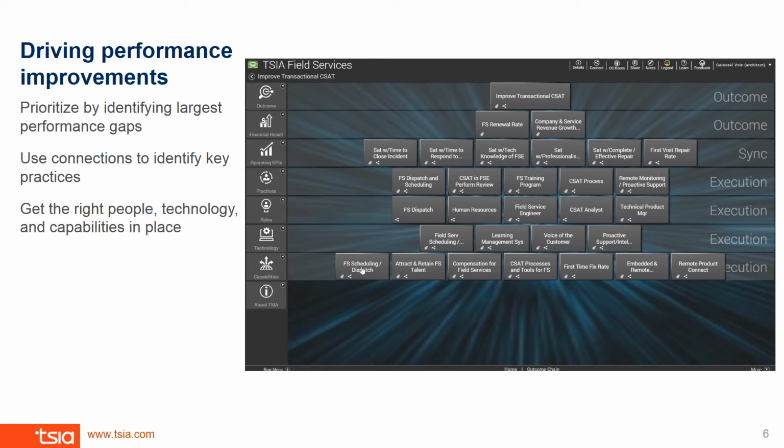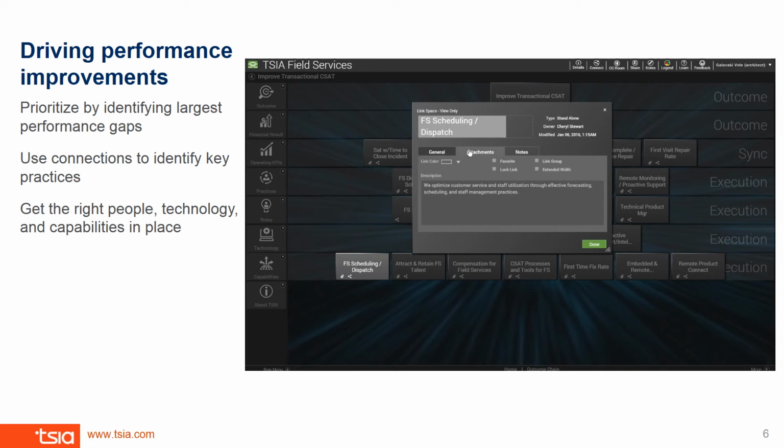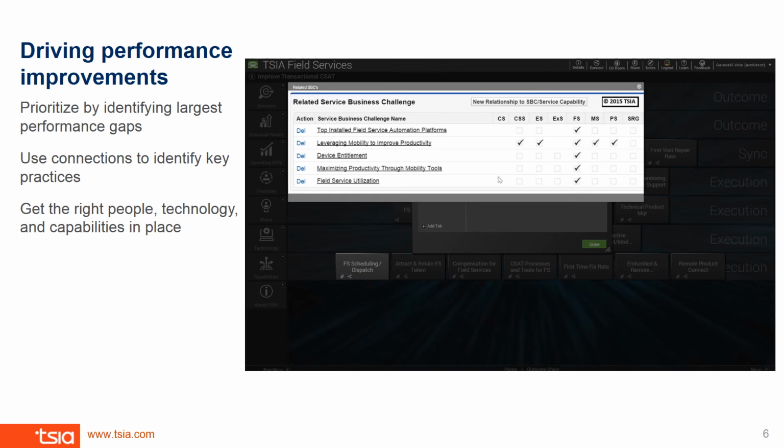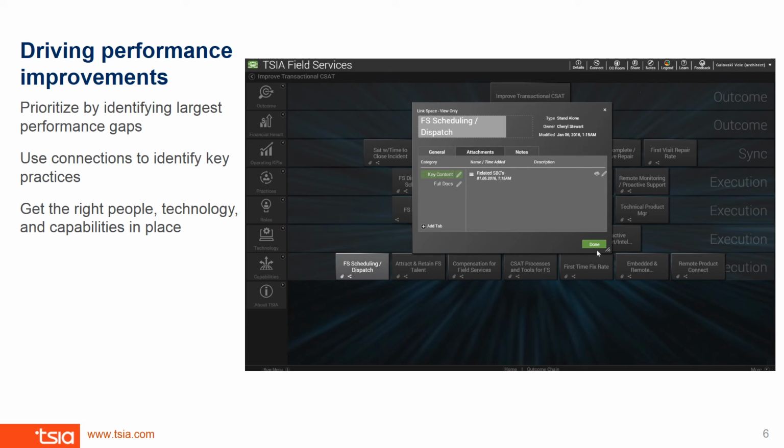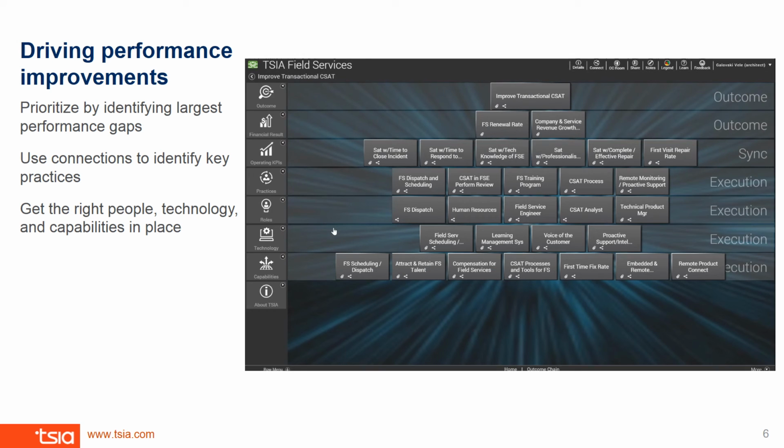Finally, when you look at scheduling and dispatch as a capability that you want to put into your organization, you can leverage this capability by looking at other service business challenges that are addressed when you have this within your organization. So what I've shown you here is a quick overview of this particular outcome chain.